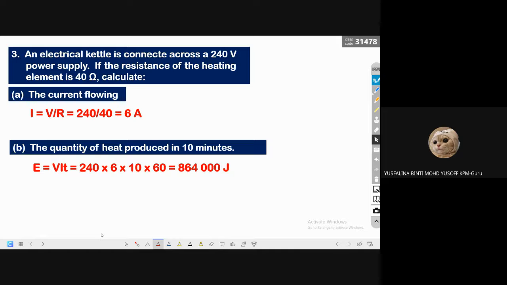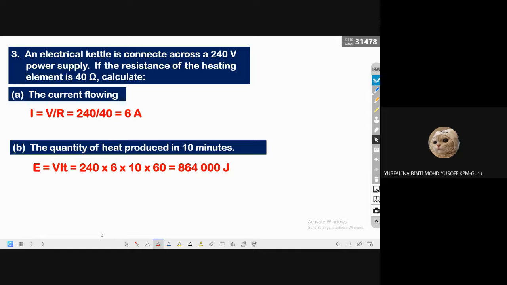Okay, the quantity of heat produced. The quantity of heat produced means the energy. So E is equal to PT, right? So E is equal to PT. Teacher, they don't give you the amount of current, right? So how do you calculate P? You know P is equal to VI, right?